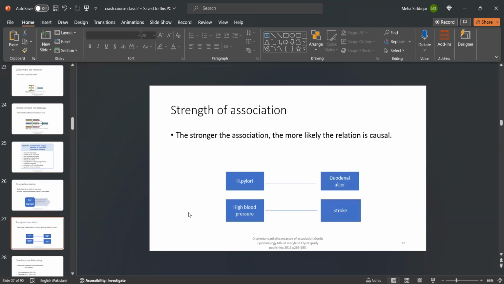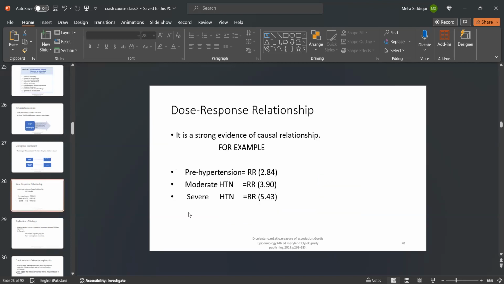Then comes strength of association. The stronger the association, the more likely the relation is causal. For example, H. pylori leads to duodenal ulcer, and high BP leads to stroke. Dose-response relationship is strong evidence of a causal relationship. For example, here we can see pre-hypertension, moderate hypertension, and severe hypertension, and here are the doses.